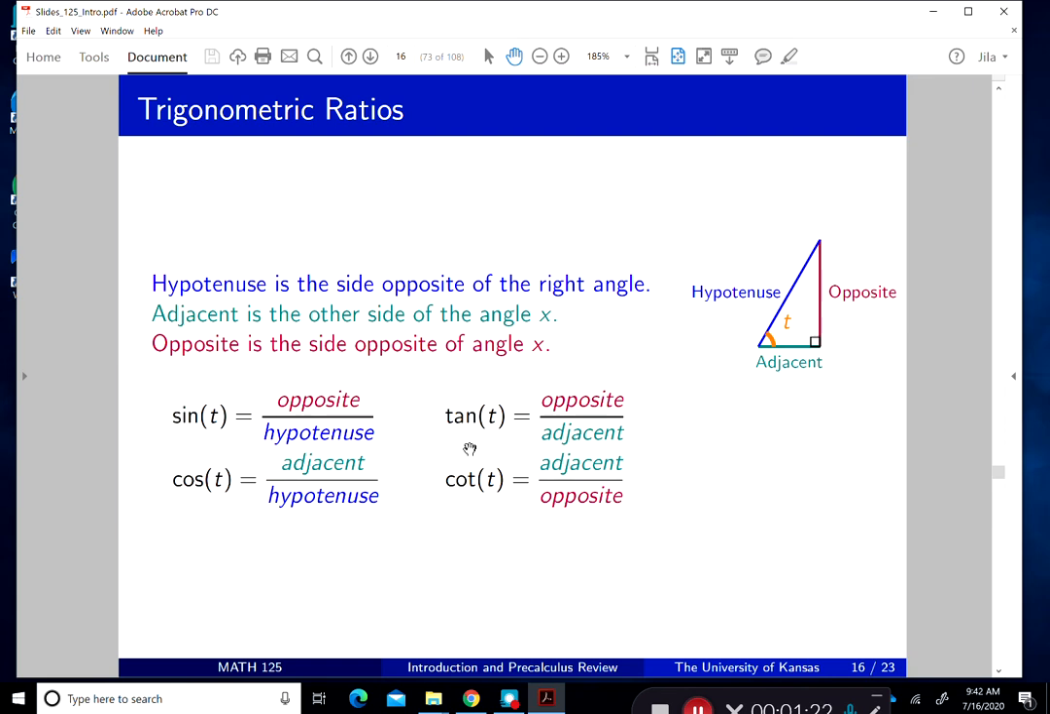Other things to notice: tangent of T is just sine of T over cosine of T, and cotangent of T is the reciprocal of tangent of T. Secant of T is the reciprocal of cotangent of T. Cosecant of T is the reciprocal of sine of T.